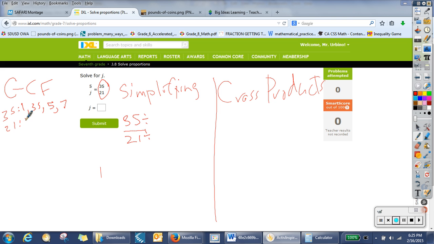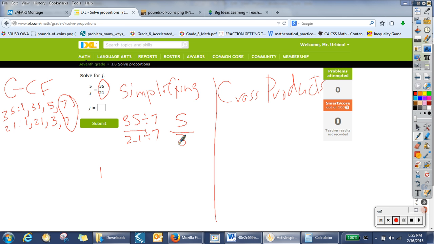For 21, I have 1 and 21. I can't divide it by 2 because it's an odd number. 3, I can divide it by 3, and that would be 3 times 7. So I'm looking for the greatest number they have in common. Here I found it to be 7. So I'm going to divide 35 by 7 and 21 by 7, and I'm going to end up with 5/3.